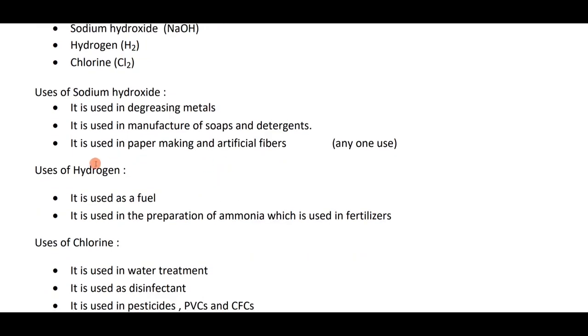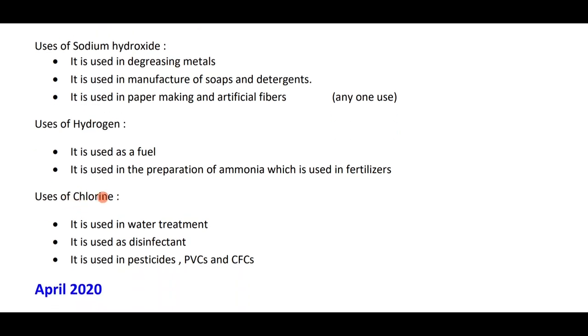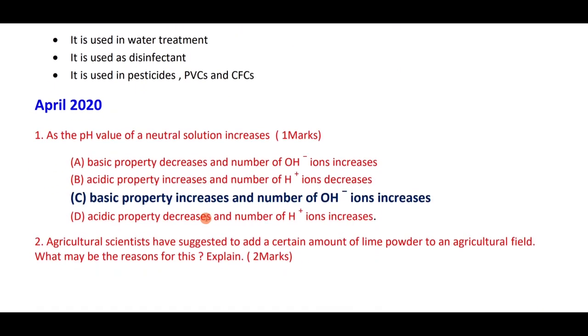Uses of hydrogen: it is used as a fuel. It is used in the preparation of ammonia, which is used in fertilizers. Uses of chlorine: chlorine is used in water treatment. It is used as a disinfectant. And chlorine is used in pesticides, PVCs and CFCs.